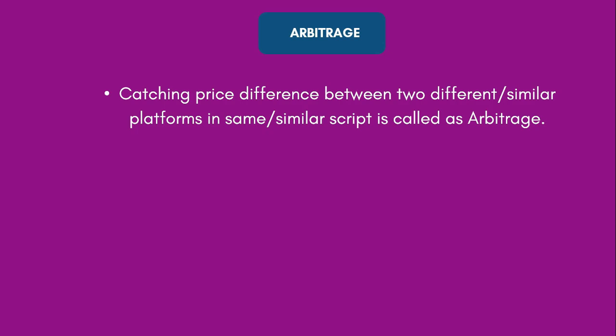Now, if you buy lemon at 1 rupee from the vegetable shop and sell it in Big Bazaar for 4 rupees, you're basically catching the price difference between two different platforms for the same scrip or the same underlying. And that process of catching price difference is called arbitrage.